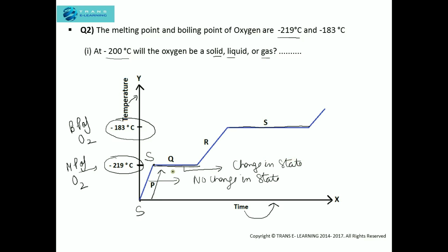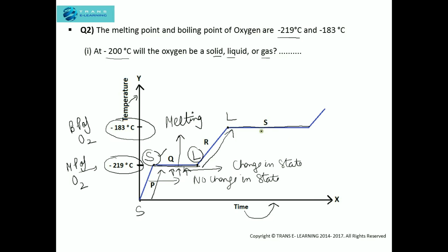As this is the heating curve and the heat is being supplied, the solid will change into liquid, and at this point we have the liquid form of the oxygen. The process of changing the solid into liquid on heating represents melting. On further heating, the temperature of the liquid oxygen will rise. So at this point also we have the liquid phase of oxygen. There will be no change in the state, only the temperature will rise here.